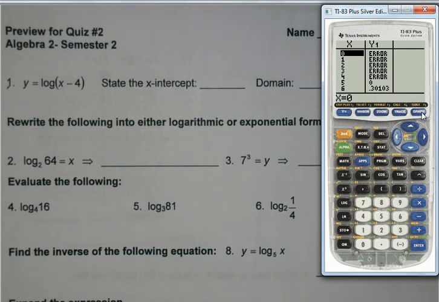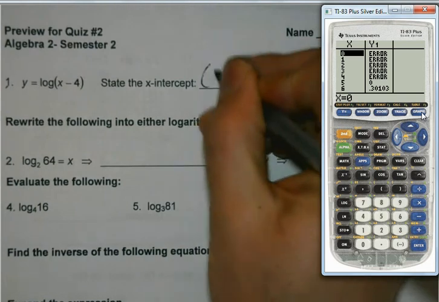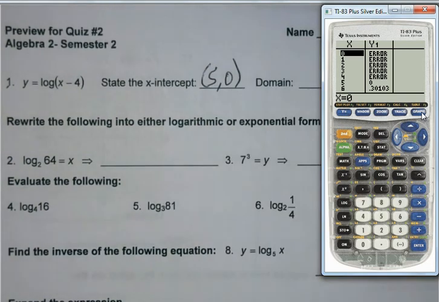Well, there's one helpful thing I get from the table. What's my x-intercept going to be? Number 1, numero uno on the quiz preview. 5, 0. Okay, it's a coordinate point, so we want to keep it as such. I don't want to just put x equals 5, because that's a vertical line.